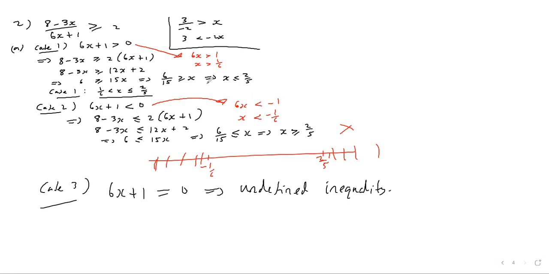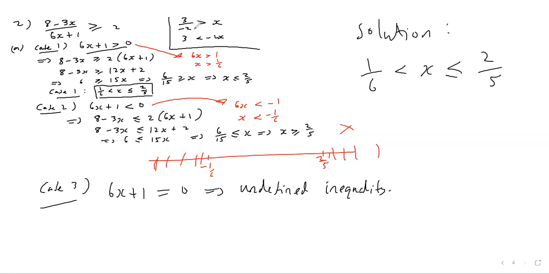So it looks like the only solution then is literally this up here, where x is between 1 over 6 and 2 over 5. So our solution is going to be 1 over 6 is less than x, less than or equal to 2 over 5, because in the case that this number is bigger than 0, it has to be true that x is less than or equal to 2 over 5. And again, case number 2 gives us inconsistent inequalities, so that's impossible, as is case number 3, because we get an undefined inequality.